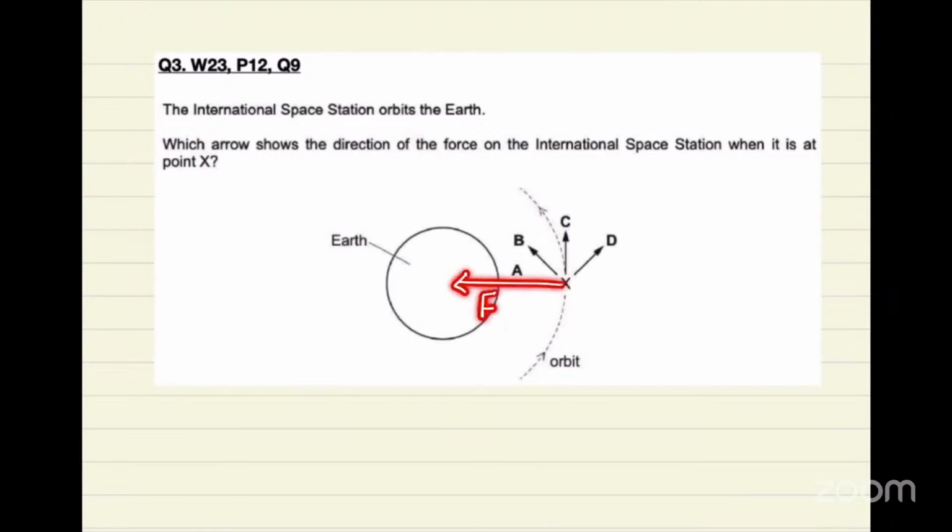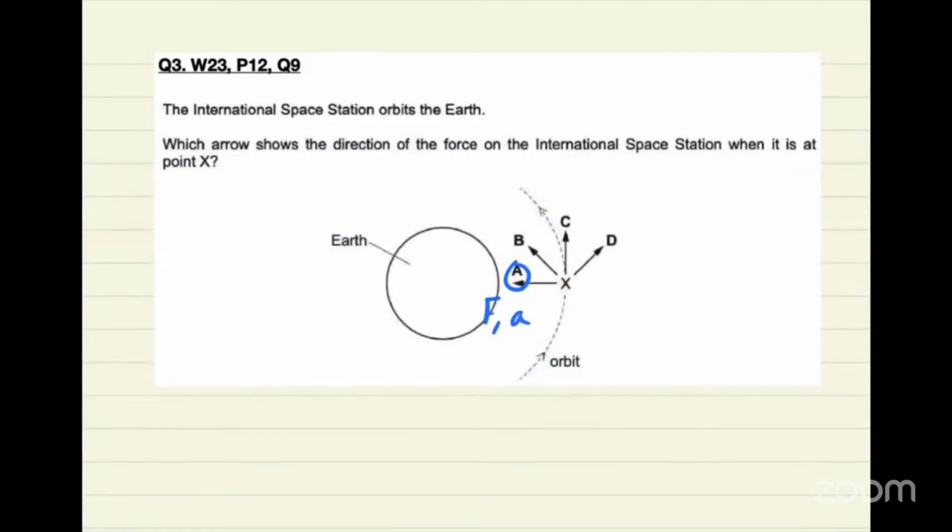And if the examiner ever asks for something like this, you also know that because of Newton's second law, the acceleration would also be towards the center, right? So force and acceleration are always in the same direction. In this case, they are both towards the center. So the answer would be A, because this is where the force is directed, this is where the acceleration is directed.